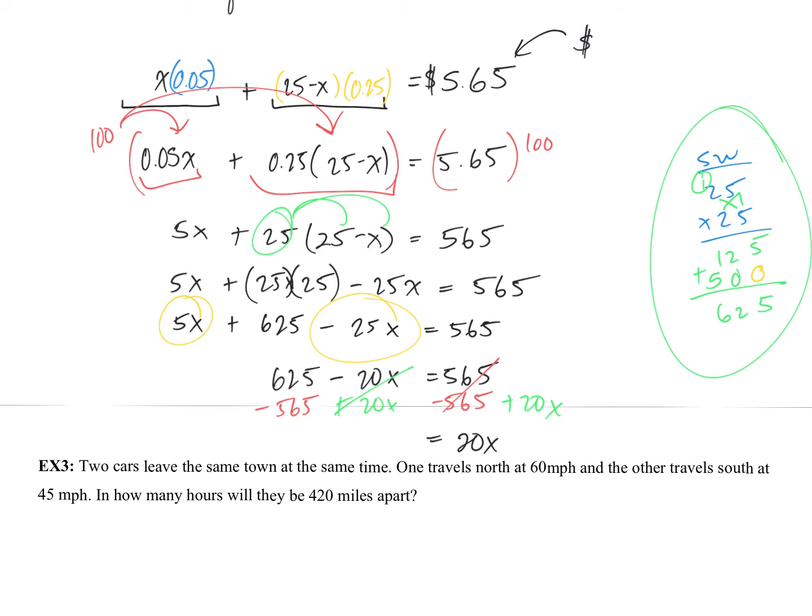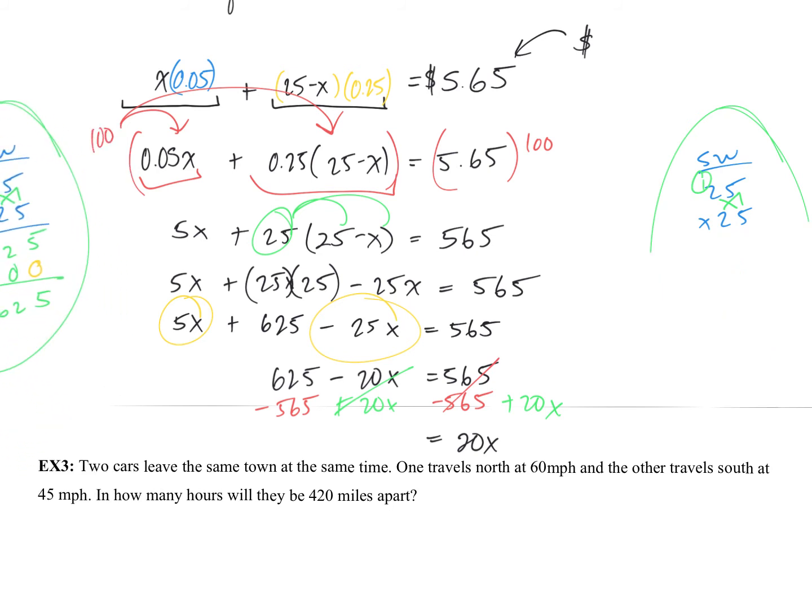Actually, let me go ahead and move my work over. I'm going to move that over there to the side, keeping my scratch work over there. Let me erase this, draw out some scratch work. Okay, so we're trying to do 625 minus 565.